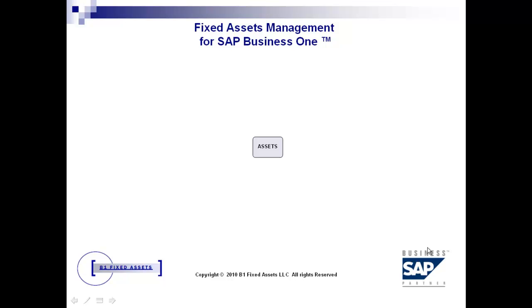We start with the asset. By our definition, an asset is anything that you need to keep track of, either financially, physically, or both. While a fixed asset is generally recorded on the balance sheet, this is not always the case, as you will see as we work through the presentation.